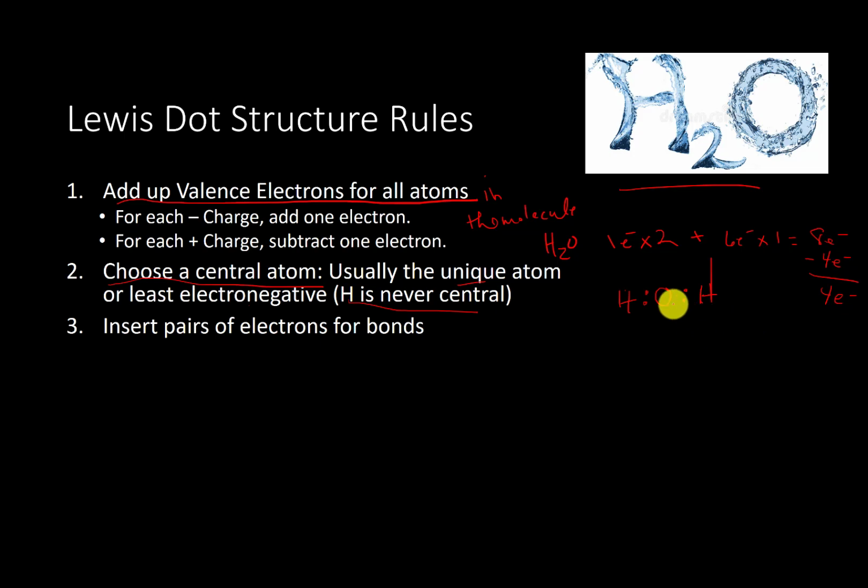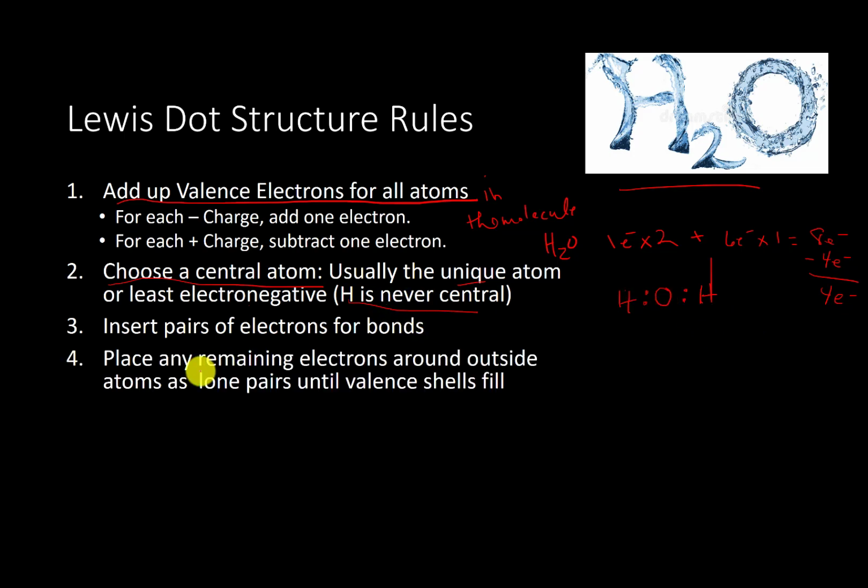Okay, the next step: place any remaining electrons around the outside atoms as lone pairs until valence shells fill. Sometimes they call these lone pairs, other times they call them unshared pairs. What that means is if we have extra electrons, maybe we can fill them around the outside of these outside atoms. But wait a second, we might have a problem, because look at this part, it says until the valence shells fill. We're talking about hydrogen. How many electrons does hydrogen need to fill its valence shell? I'm sure you know that. It is only 2 electrons.